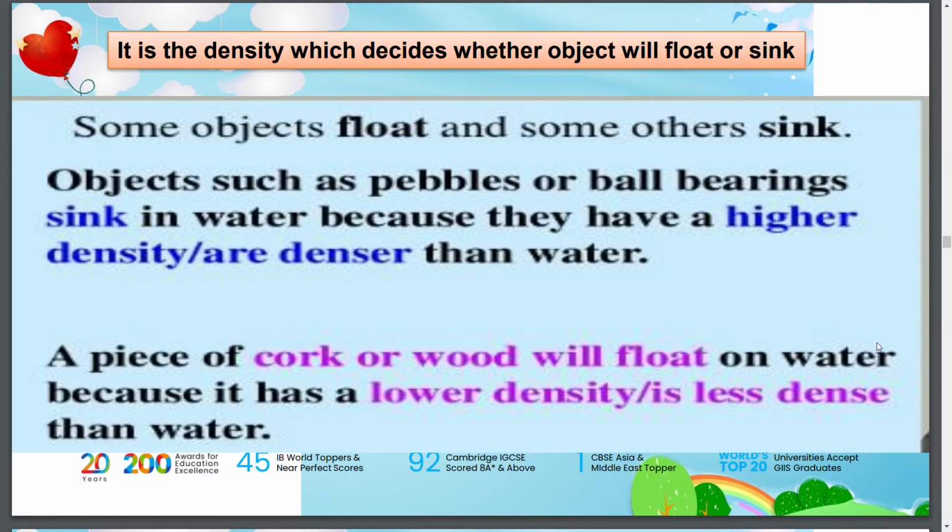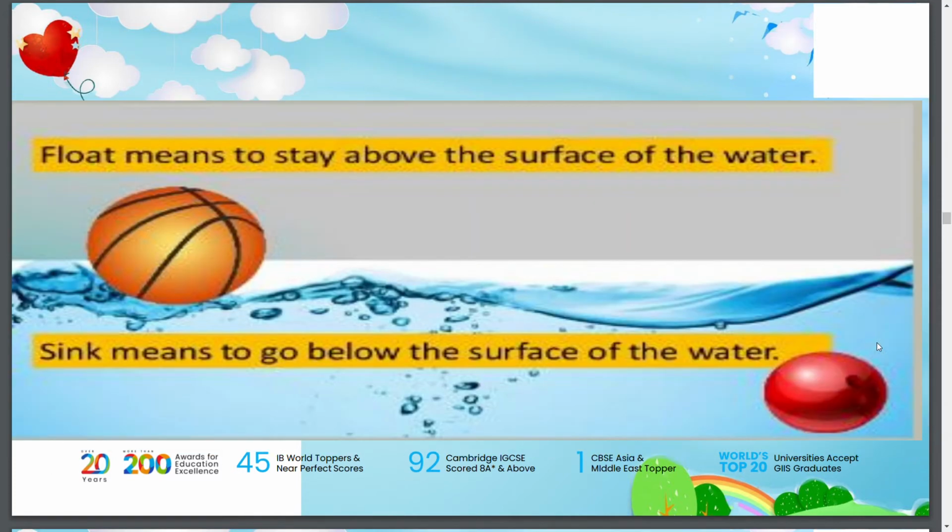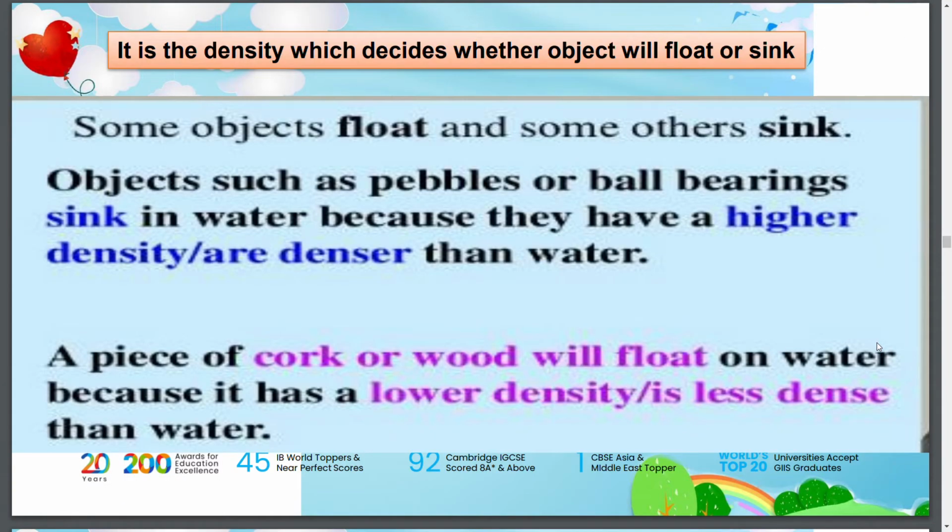So it is the density which decides whether the object will float or sink. Some objects float and some others sink, as you know from the activity given before. Objects such as pebbles and balls sink in the water because they have a higher density, they are denser than water. A piece of cork or wood will float on water because it has a lower density, it is less dense than water.